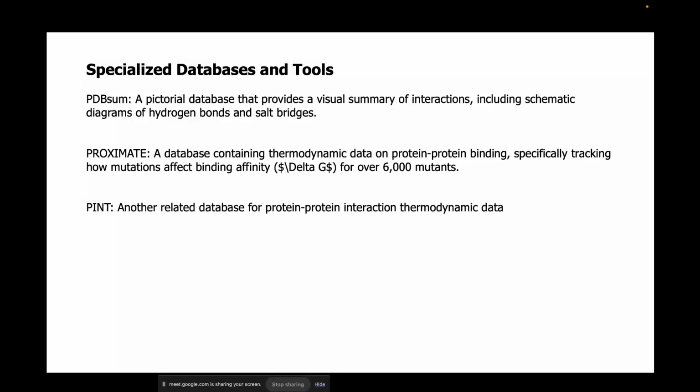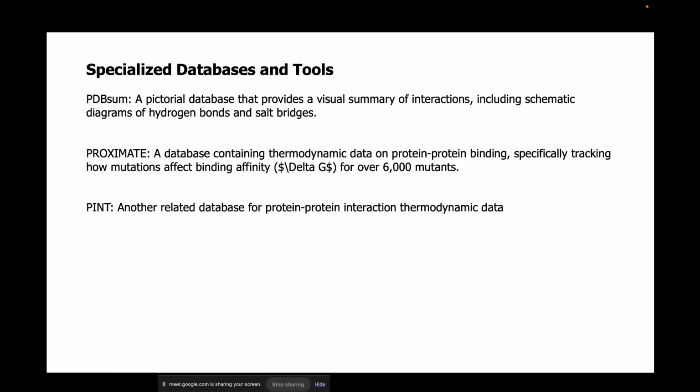what we have gone through today, all of these things can be implemented in certain tools and software. There are three examples that have been given here. The first one is PDBsum, which is a pictorial database that provides a visual summary of interactions, including schematic diagrams of hydrogen bonds and salt bridges. PDBsum is one of the most widely used. Then you have PROXiMATE, which is a database containing thermodynamic data of protein-protein binding, specifically tracking how mutations affect binding affinity, and it gives you the delta G for over 6,000 mutant proteins.